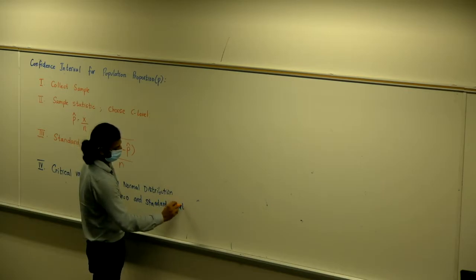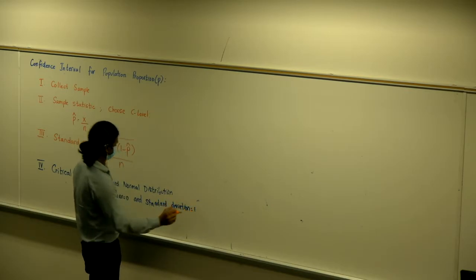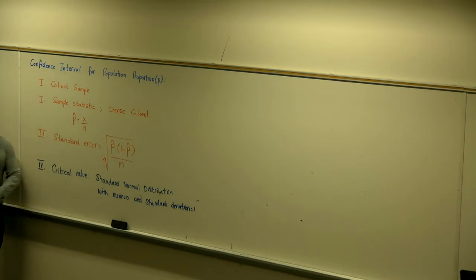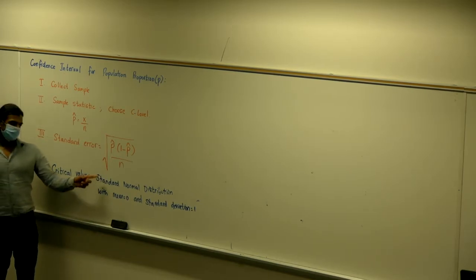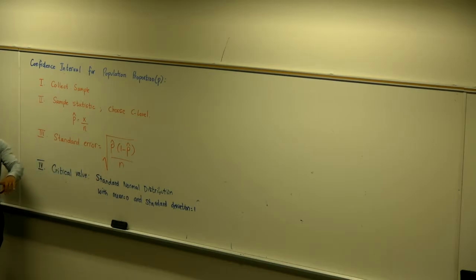Last time, the critical value was obtained using a t distribution. Here, it is standard normal with mean 0, standard deviation 1. We know the standard error. We know the critical value. What should we find next?